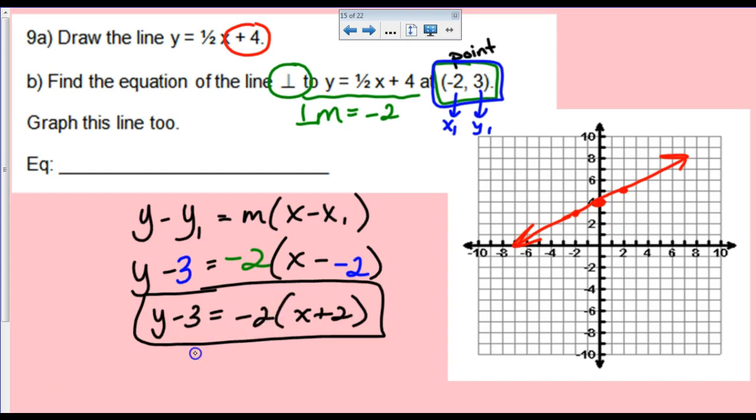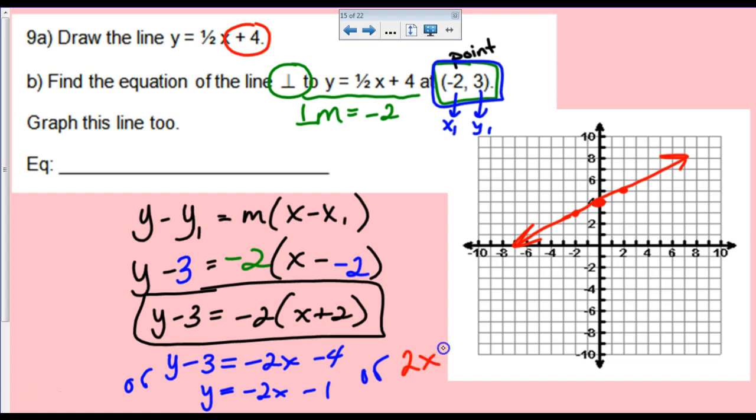So next thing I would do, if I want slope-intercept form, for instance, I could distribute the -2. And then I'd add the 3 over. So y equals -2x minus 1. Or, if I got really fancy, what if I said I wanted standard form? So let's take this form, let's add the 2x over. 2x plus y equals -1. So point slope, slope intercept, standard form. You can give me all the forms. If you can do that for me, you'll be in good shape.